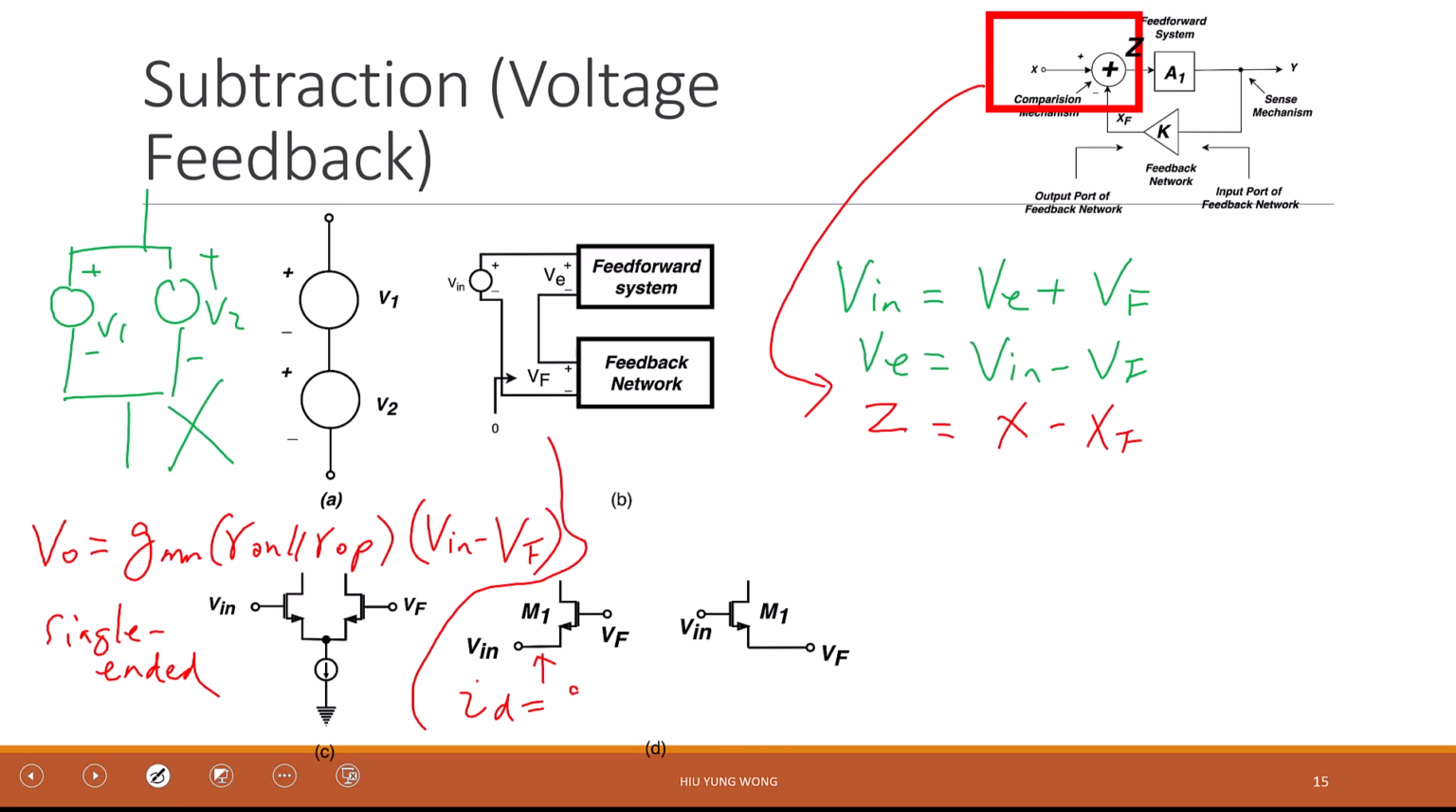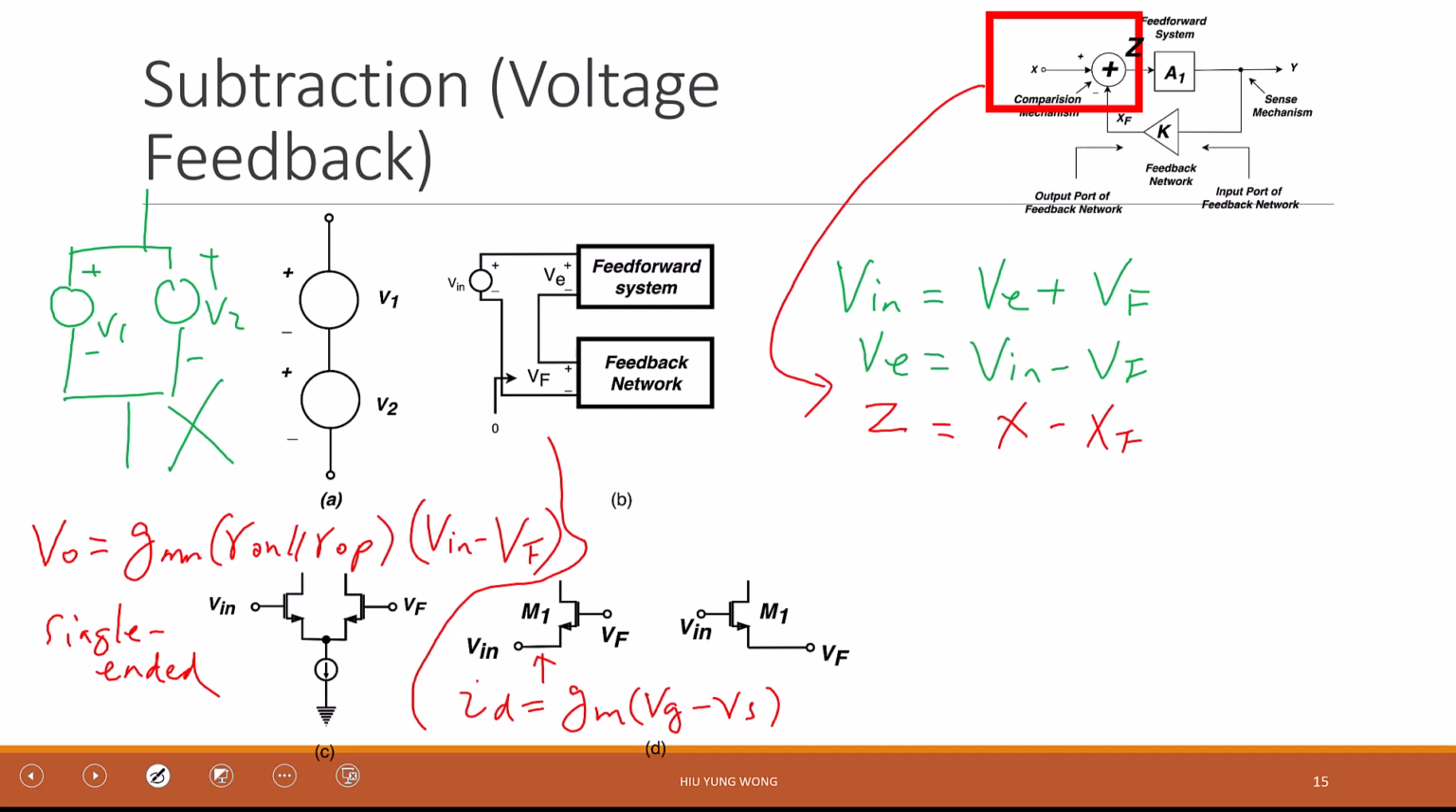You're right also. It's just GM, but GM times what? It's not just VG, right? Times what? Difference of what? No. Sorry, this might be confusing. I'm talking about only this circuit. VG. Very good. VG minus VS, right? Usually VS is grounded. That's why we say ID equals GM VG, right?